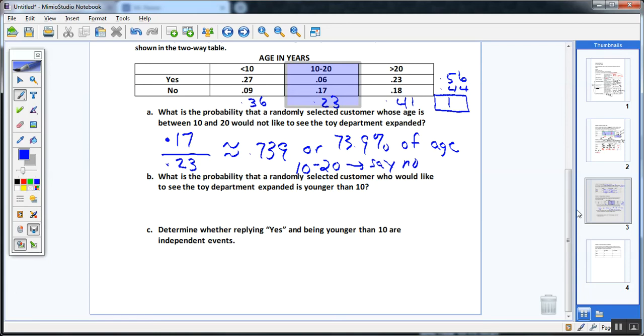Part B says, what's the probability that a randomly selected customer who would like to see the toy store department expanded is younger than 10? So basically, these are all the people that are saying what? No, or yes. Yes. See if you can get Part B. What divided by what? Part B.